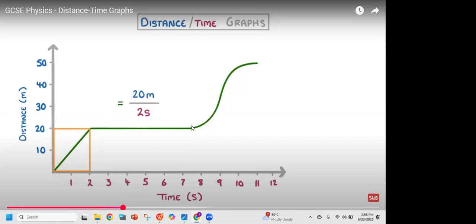Good. And then over here, can you see that it's curving? What do you understand by that? Any idea what this curve means?